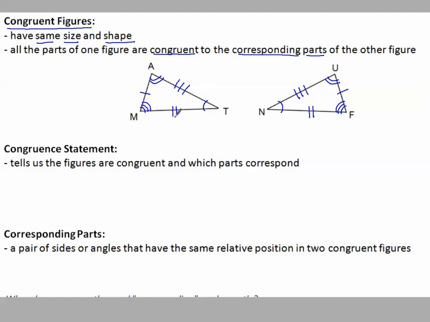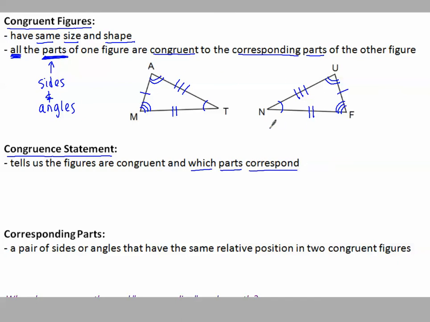So these two triangles now have been marked such that all of the parts, and when we say all of the parts, we mean the sides and the angles, all of those parts are congruent in each triangle. From this triangle, they're congruent in this triangle. If we have congruent figures, we can write a congruent statement. It tells us that the figures are congruent and which parts correspond to each other.